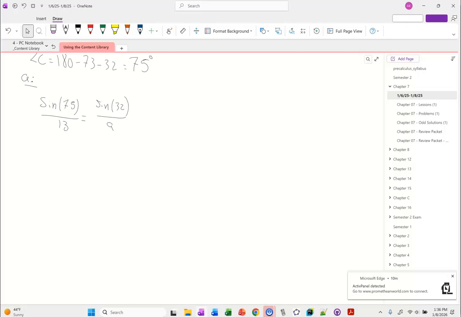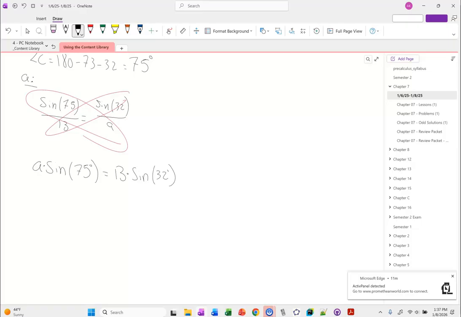Not when we multiply fractions, but when we solve a proportion. Okay? So I'm going to have A times sine 75 equals 13 times sine 32. So far, so good, right?